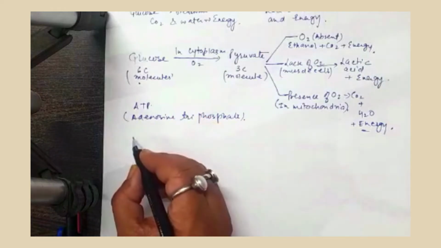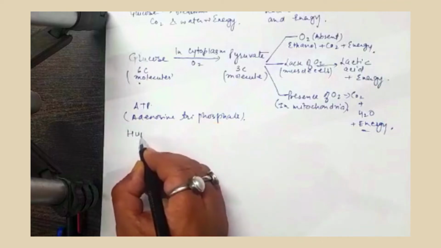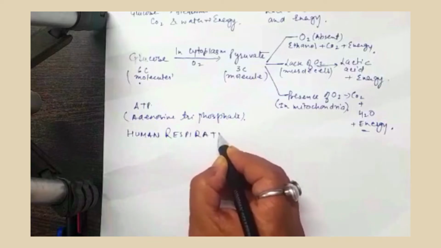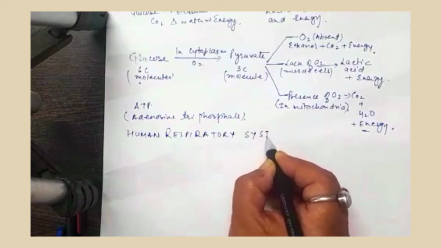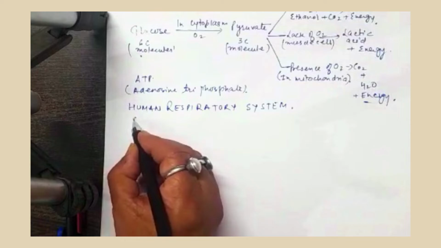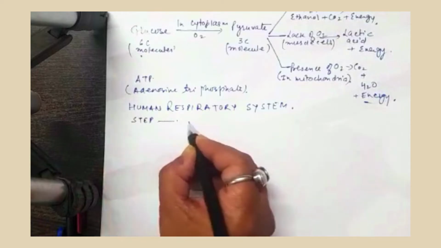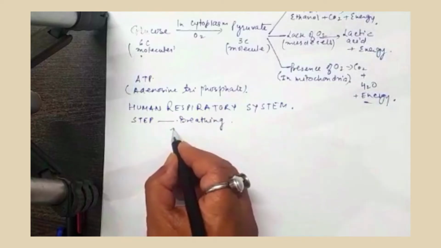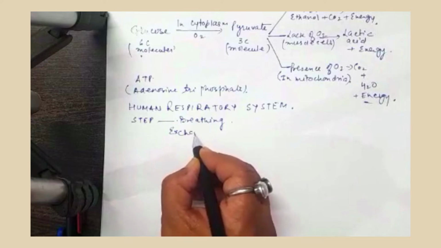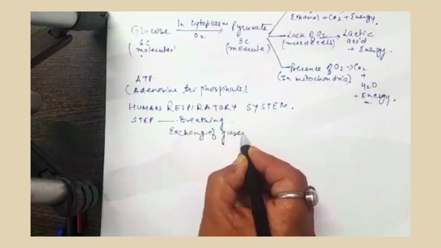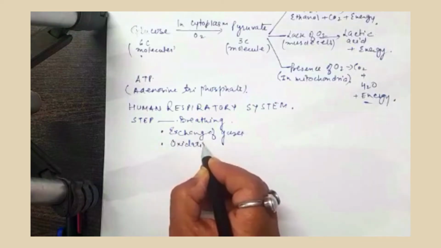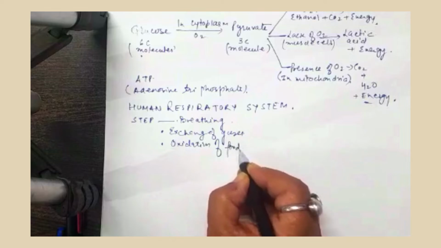Now let's talk of the human respiratory system. The human respiratory system has 3 steps. First step is breathing. Second step is exchange of gases, and the third step is oxidation of food.